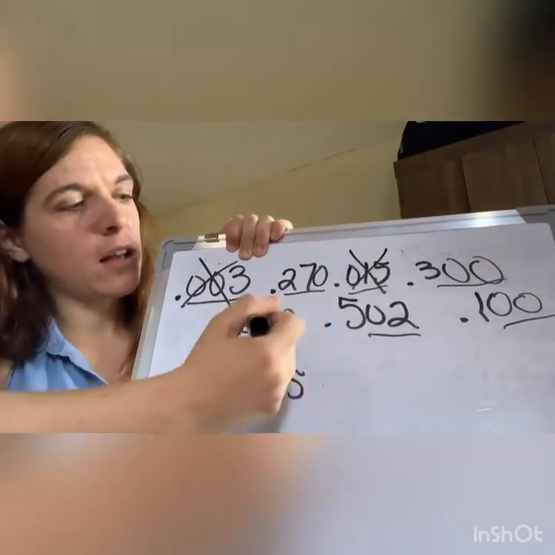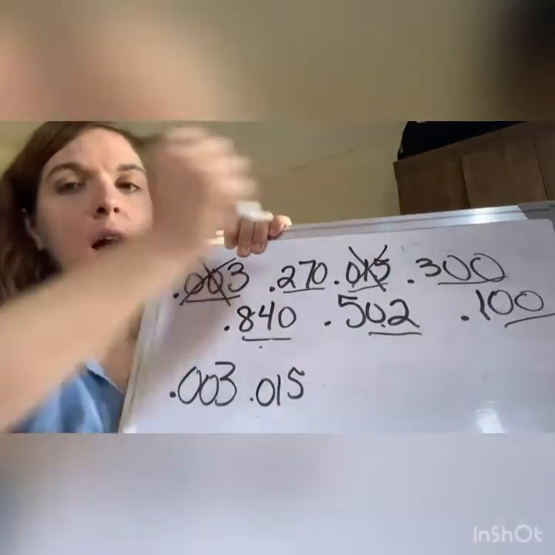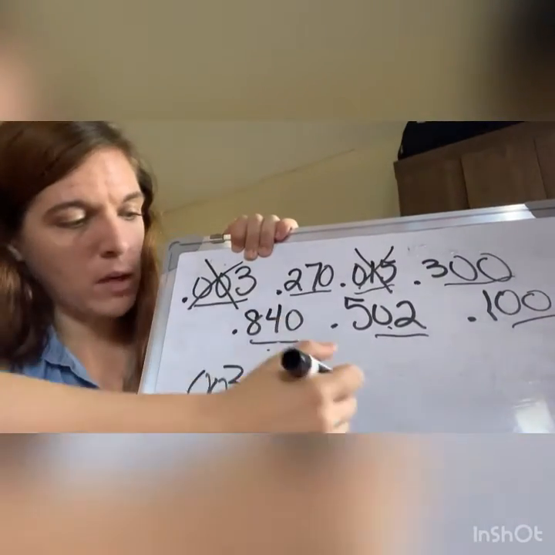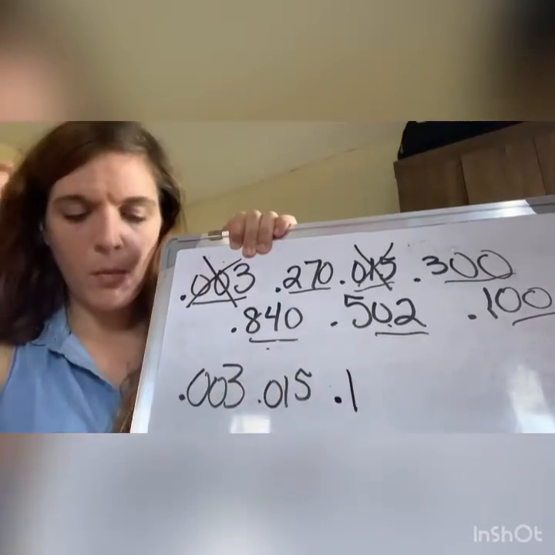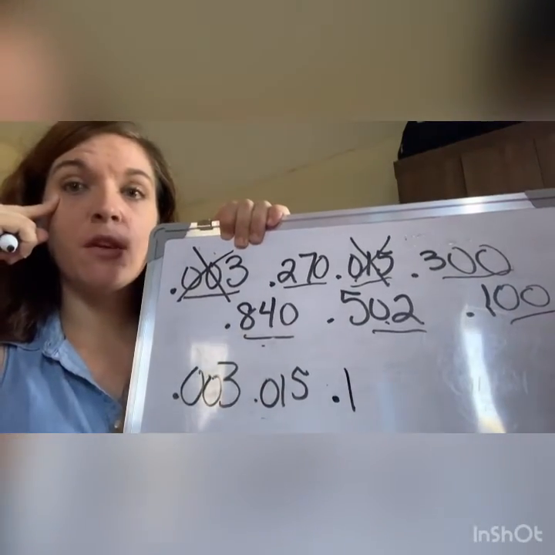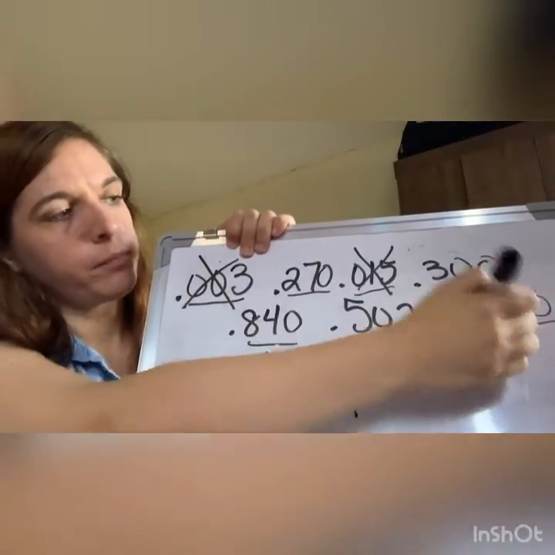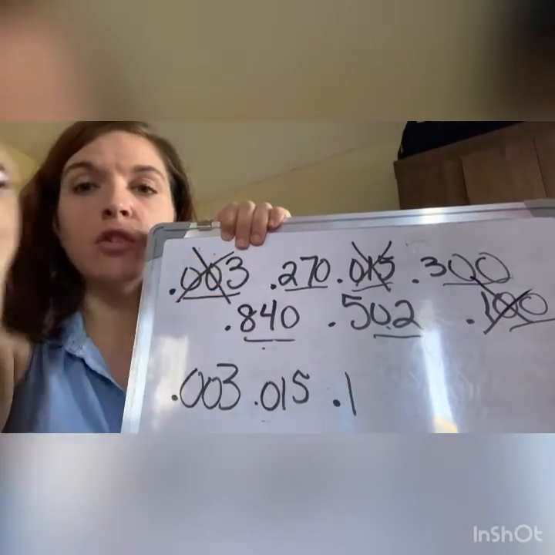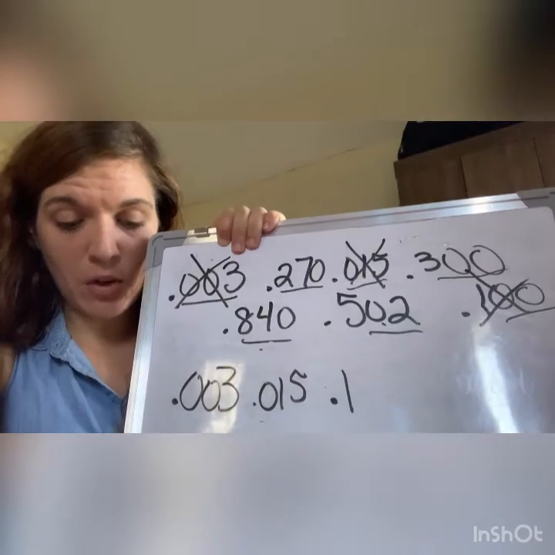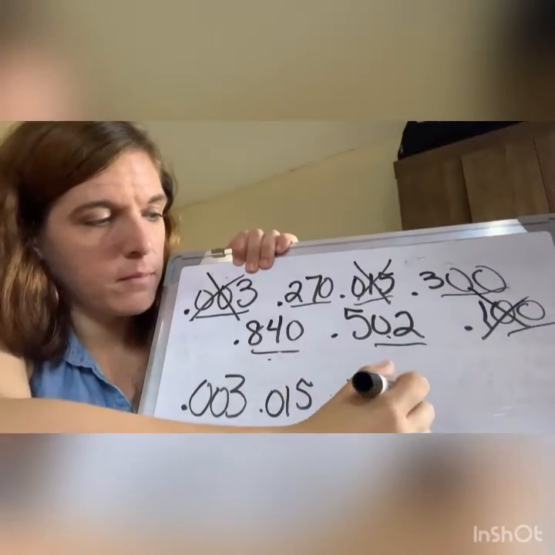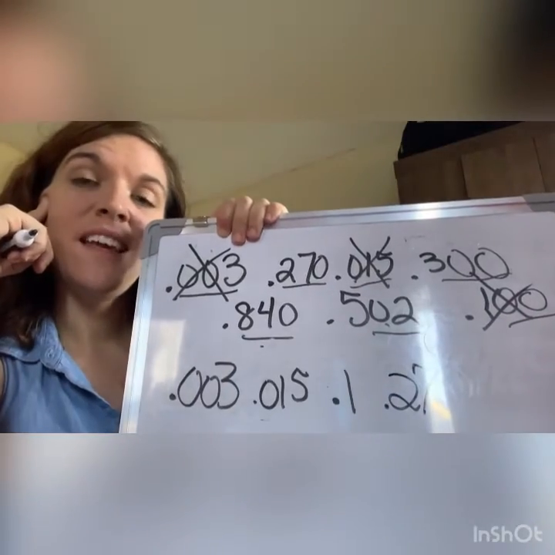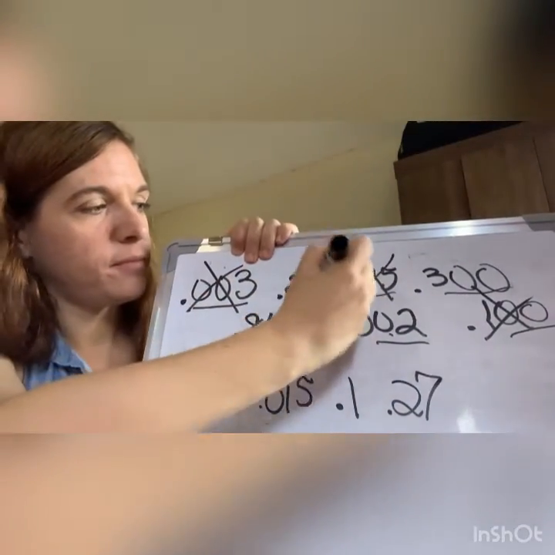270, 300, 840, 502, or 100. 100. Now, the original way it was written is 0.1, so that's what we're going to do. 0.1. Okay, write it the original way. Cross it out. Next one, 300, 840, 270, 502, 270. The original one is 0.27. Right? Okay, cross it out.